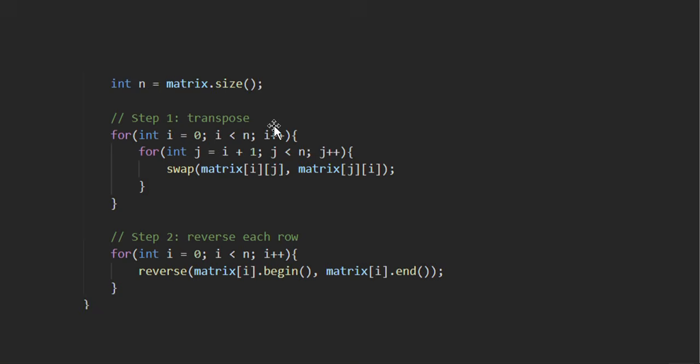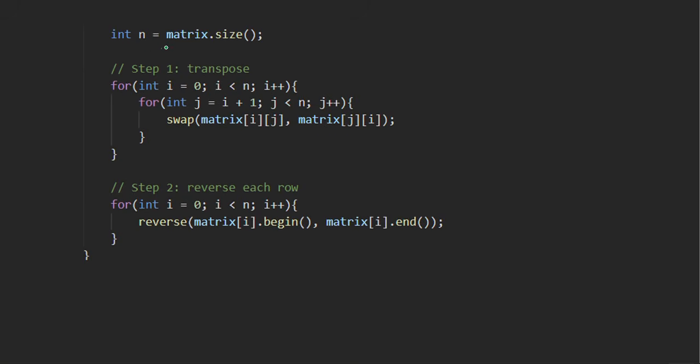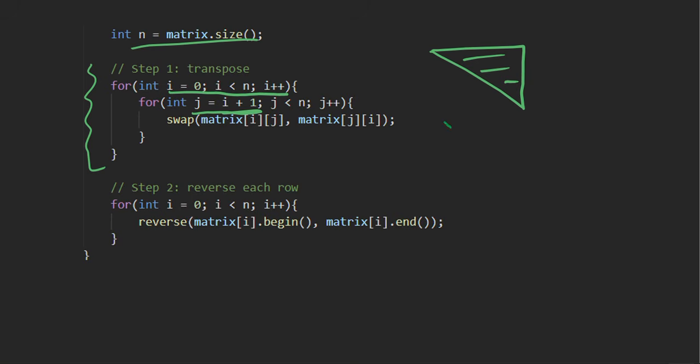So let's move to the code part. In the code part, we have taken the matrix size, that is n, and then first step is to find the transpose of the matrix. As we have discussed, for taking the transpose of the matrix, we'll take all the elements from the upper part only. So we are iterating over all the rows, but if you see, the column number starts from I plus 1, right? And j is less than n, j plus plus. So we swap I comma j with j comma I. So after this step, we'll get the transpose of the matrix.